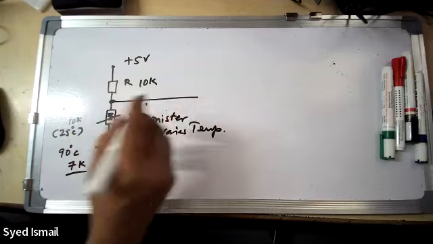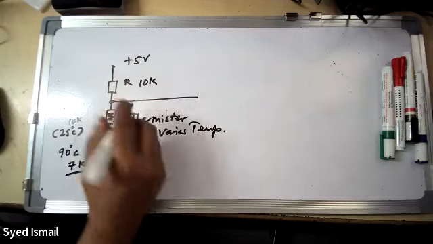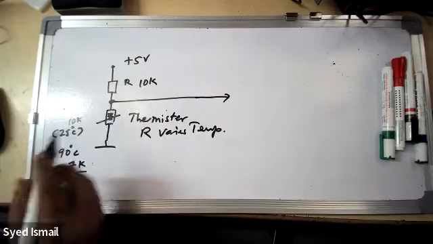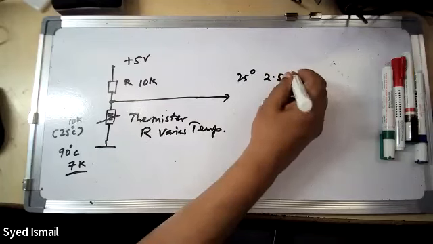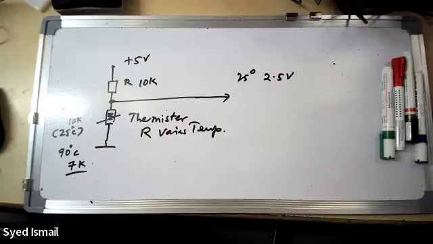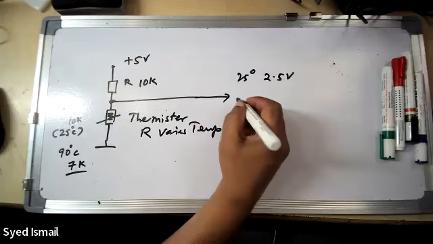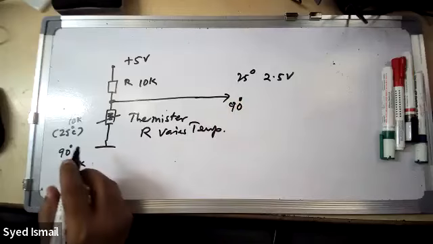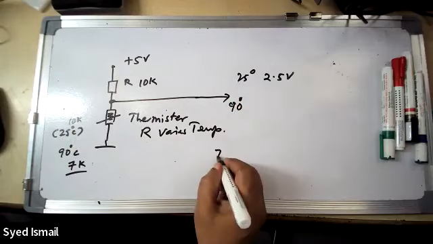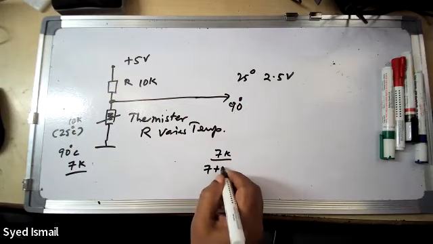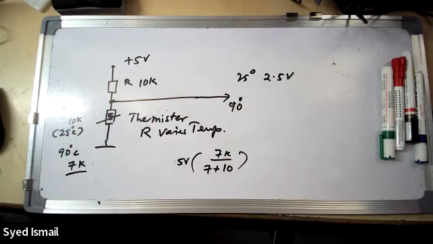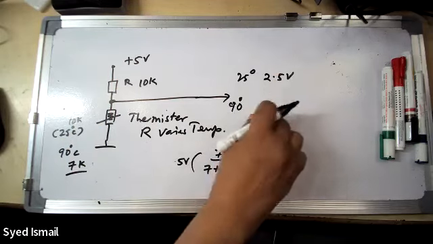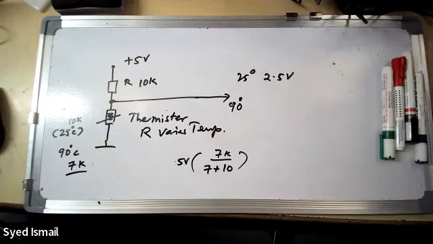So what happens at 25 degrees, when I measure the voltage here, I get exactly 2.5 volts because this is 10K and this is 10K. But when I go to 90 degrees, I will actually get the difference. That means I'll have 7K divided by, I think all of you know, 7 plus 10K, multiplied by 5 volts. So this won't be 2.5. It is less than 2.5 because this is going to be less.